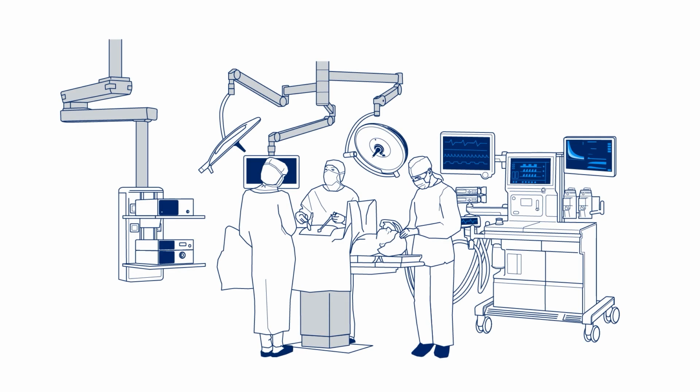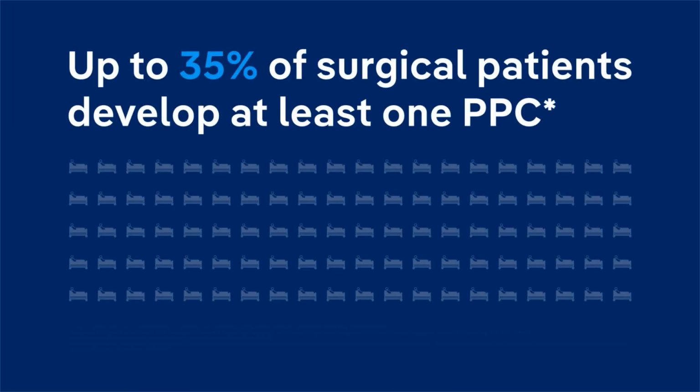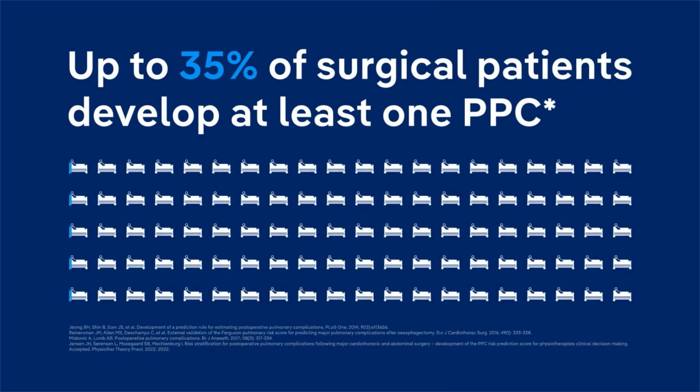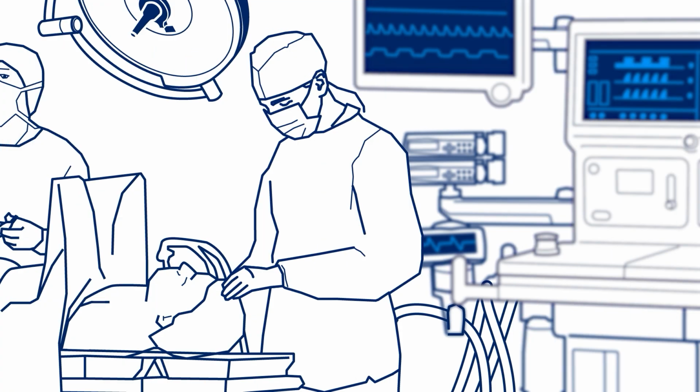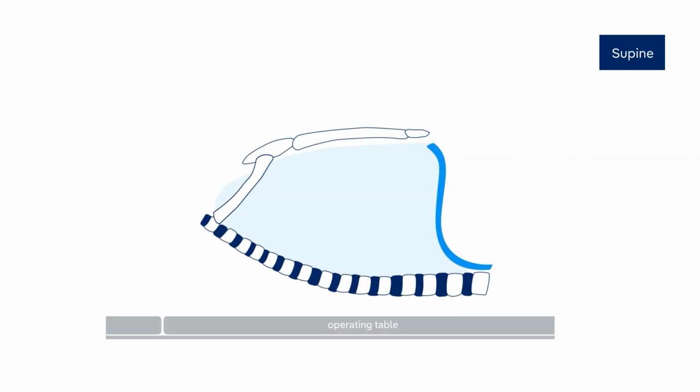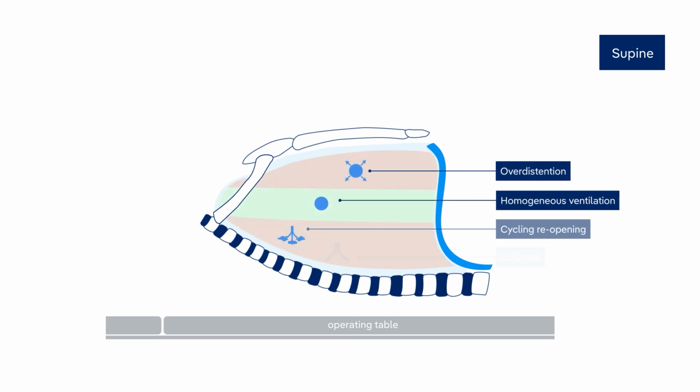Did you know that post-operative pulmonary complications affect as many as 1 in 3 surgical patients? These figures vary depending on definitions, patient demographics, and types of surgery. Under general anesthesia, the supine position leads to uneven lung mechanics, with the ventral regions prone to overdistension and the dorsal regions experiencing cyclic opening and closing of the alveoli.